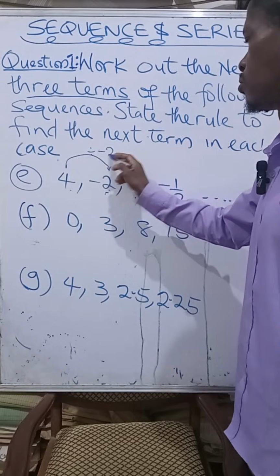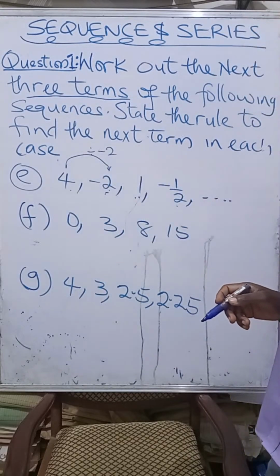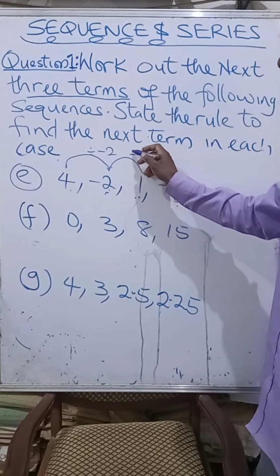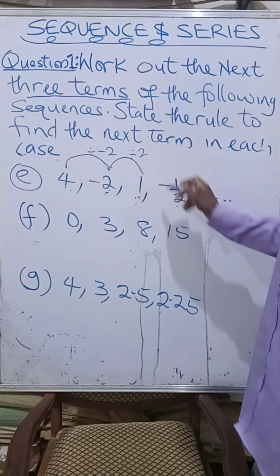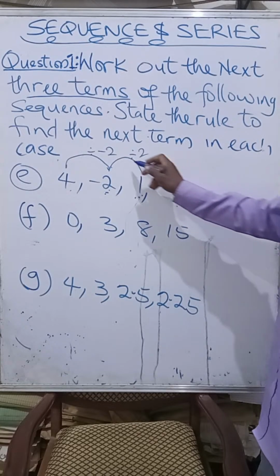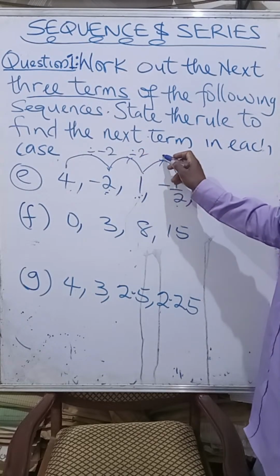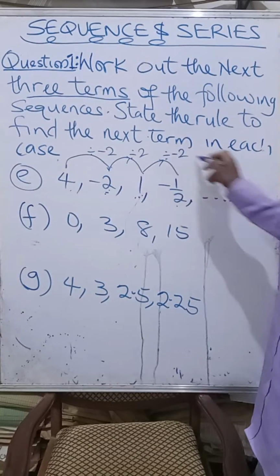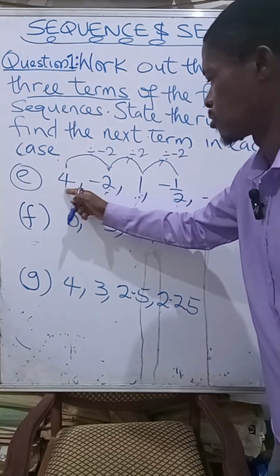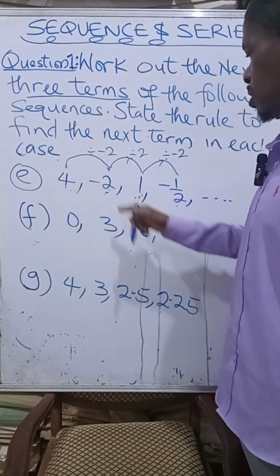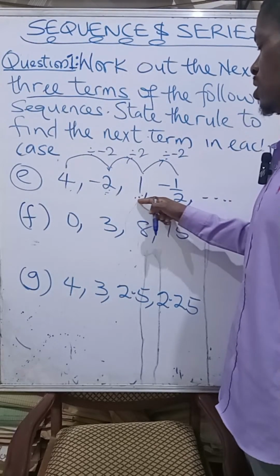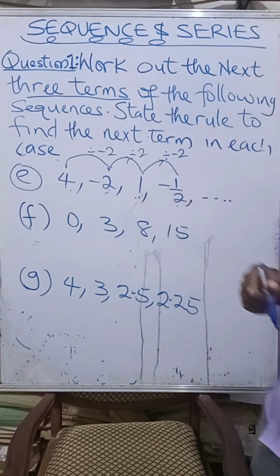You can see from 4 to minus 2, from minus 2 to 1, from 1 to minus half. That means we are dividing the first term by minus 2, and then continue again. If you divide 1 by minus 2, it's going to give you the next value. 4 over minus 2 will give you minus 2. Minus 2 over minus 2 will give you 1. 1 over minus 2 will give you minus half.